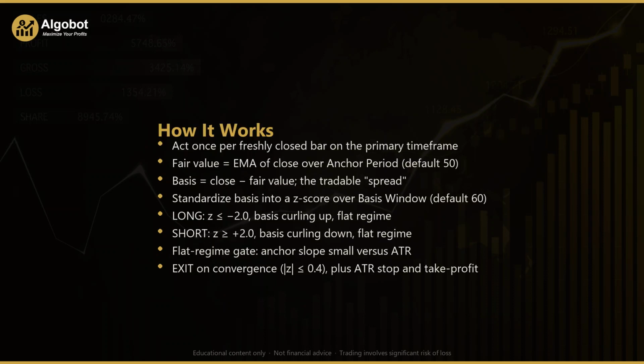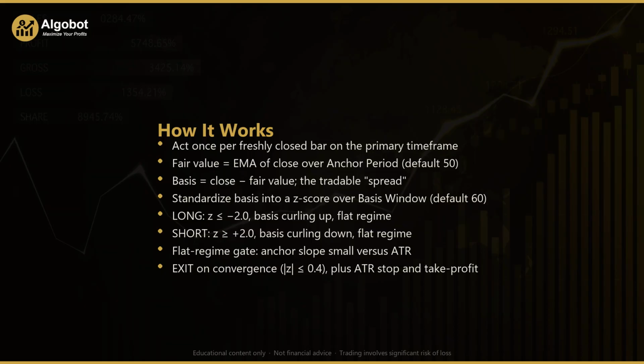Let's walk through the mechanics step by step. The expert advisor evaluates its rules once per freshly closed bar on the primary time frame, so it ignores the noise inside a forming candle and acts on completed information. First, it builds a fair value anchor. This is an exponential moving average of the closing price over the anchor period, which defaults to 50 bars. Think of this line as the market's rough equilibrium.